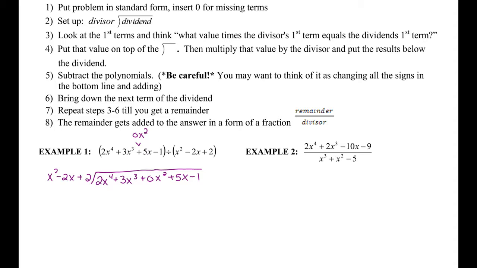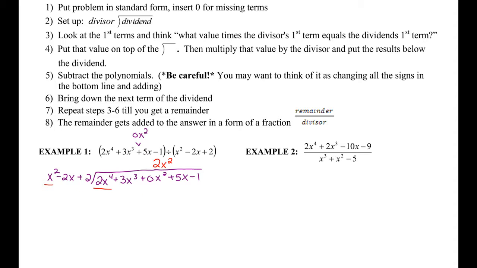Step 3 says to look at the first terms and think what value times the divisor's first term equals the dividend's first term. So x squared times what gets me 2x to the 4th? The answer would be 2x squared. Step 4 is to put that number up top. Then I'm going to multiply that value by the divisor and put it underneath. So I'm going to take 2x squared, multiply it by all 3 of these terms, and line it up underneath.